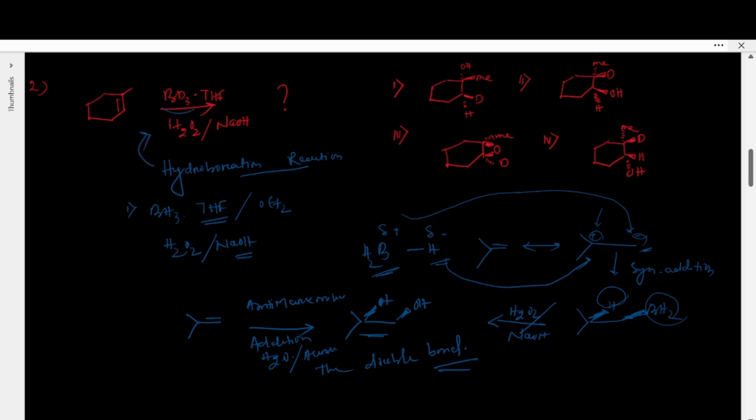But here it is given as the deuterated form of borane. Like this is the hydrogen form. If we replace hydrogen with deuterium, then this is called the deuterated form. So what will happen in the reaction? Let me clear that.